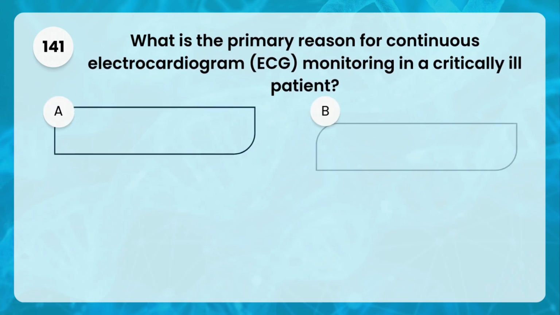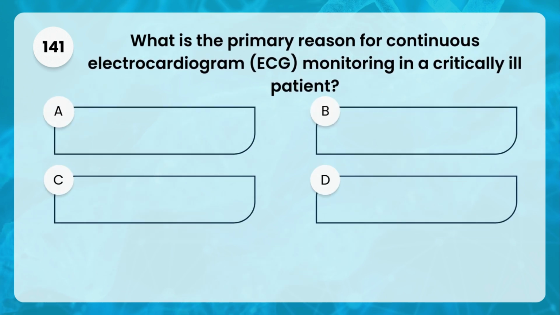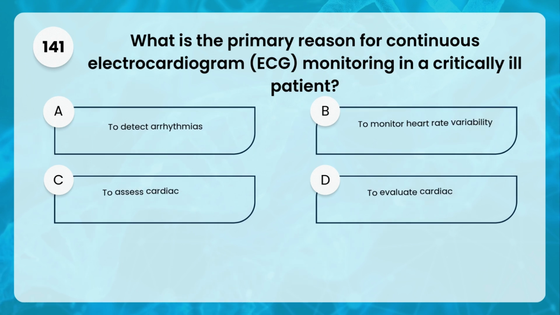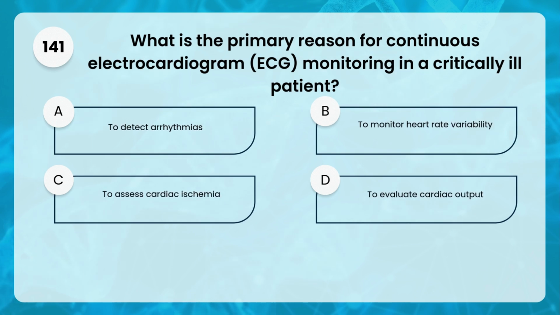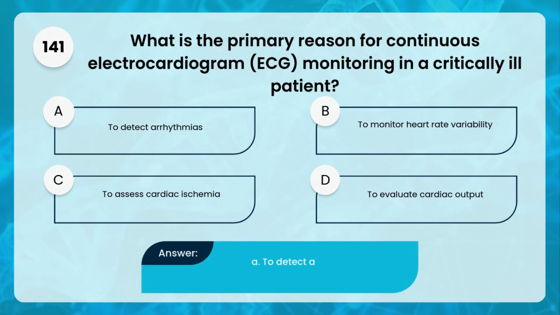141. What is the primary reason for continuous electrocardiogram, ECG, monitoring in a critically ill patient? A. To detect arrhythmias. B. To monitor heart rate variability. C. To assess cardiac ischemia. Or D. To evaluate cardiac output. The answer is A. To detect arrhythmias.